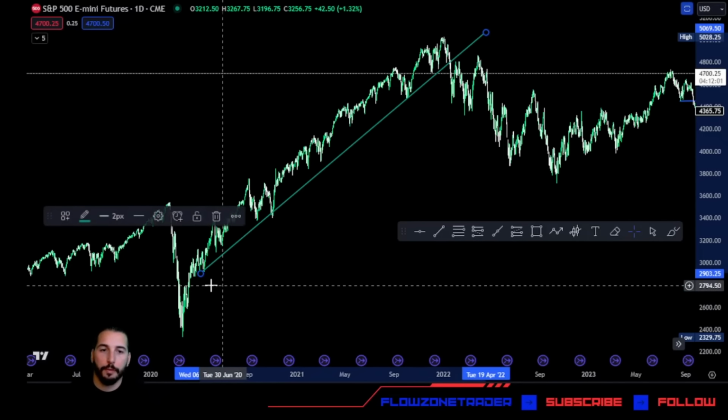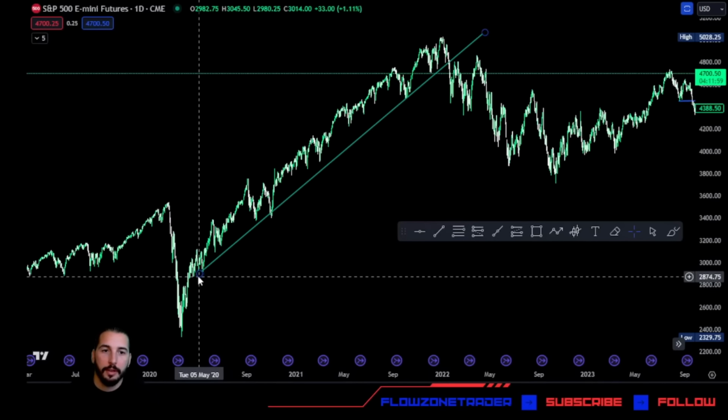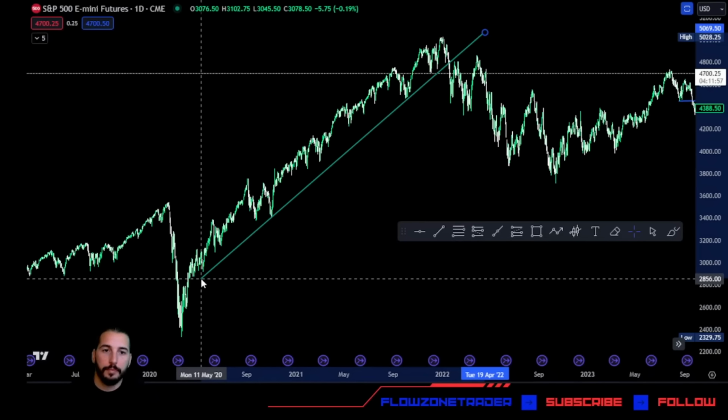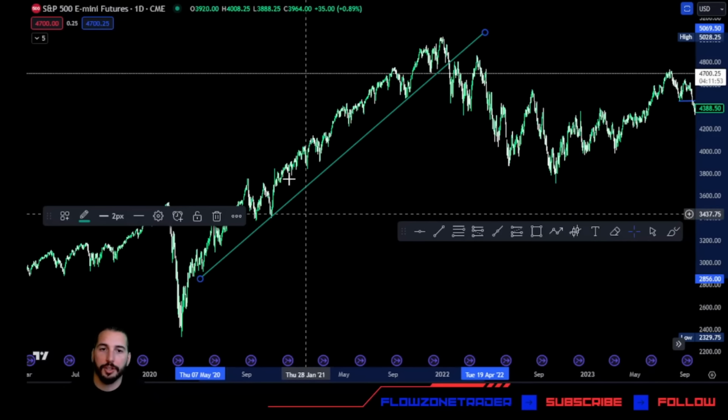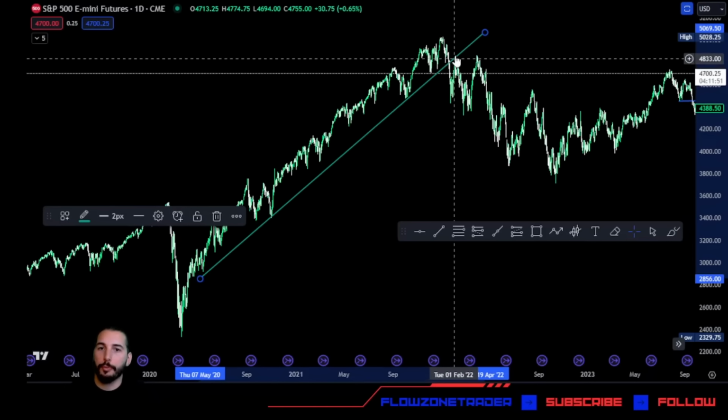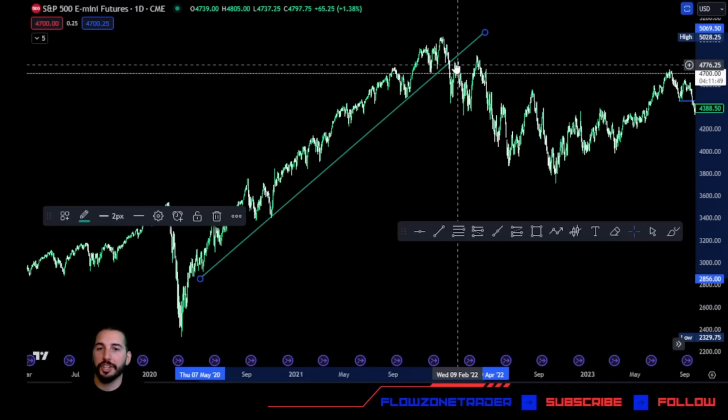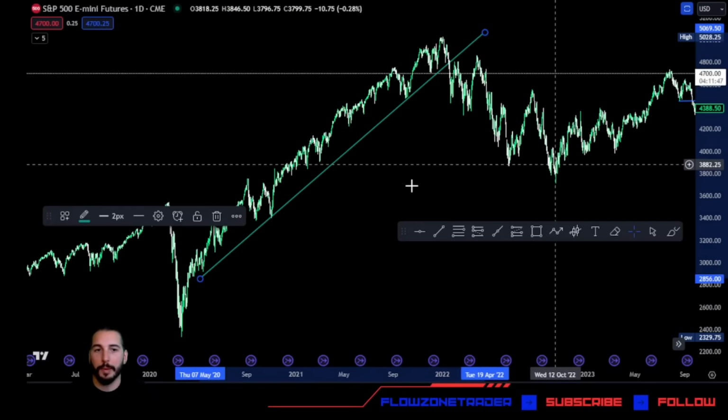This was from the COVID point, okay? Once we broke out, we have 3 touches, 1, 2, 3. So that confirms the trend is strong. So once we break that trend, you notice we come up and reject that trend. We try it before moving back down.